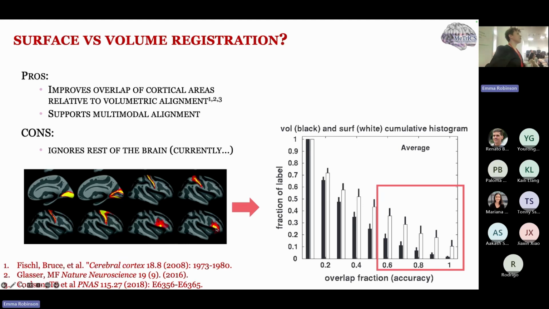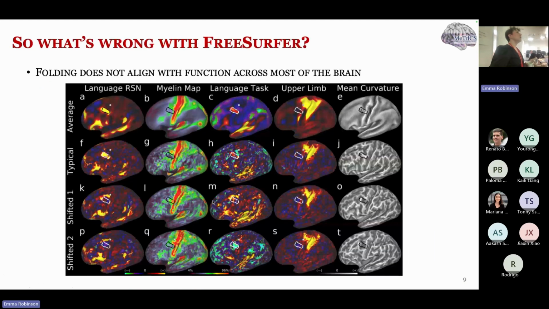Basically, as you get away from primary areas, the degree of cortical folding is going to make it more difficult. But in the context of just comparing shape-based registration for surface and volume, surface is better. So fine, why not just use FreeSurfer to align folds? The problem here is that folding patterns do not align with function across most of the brain.